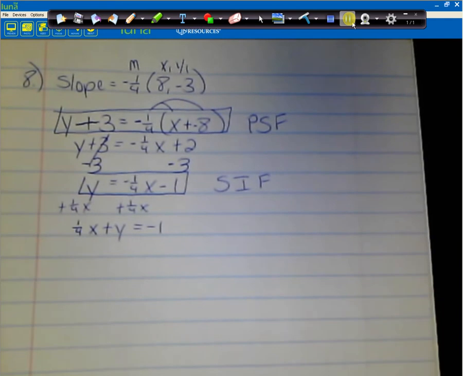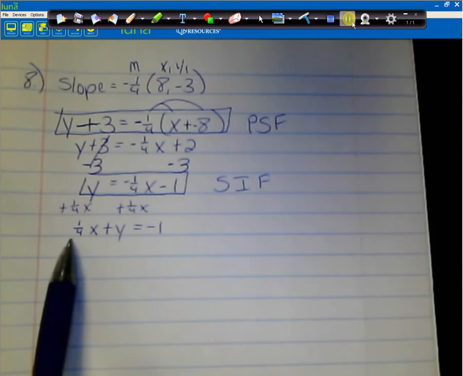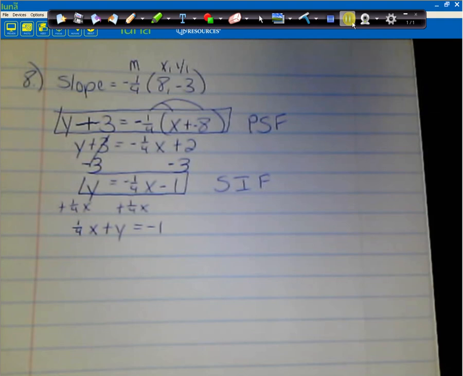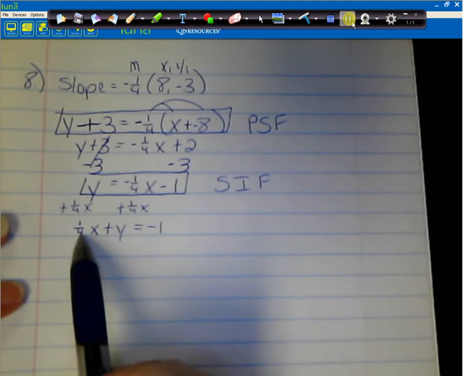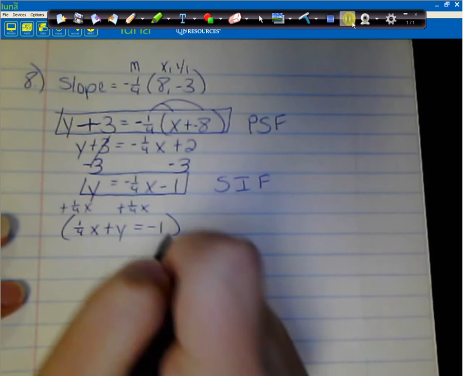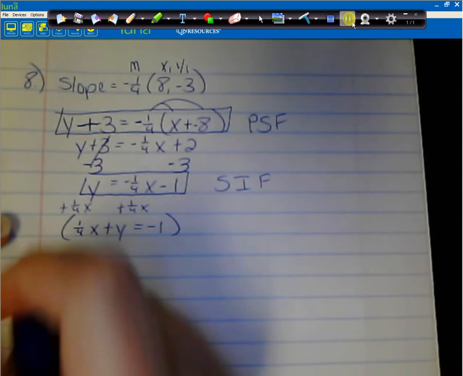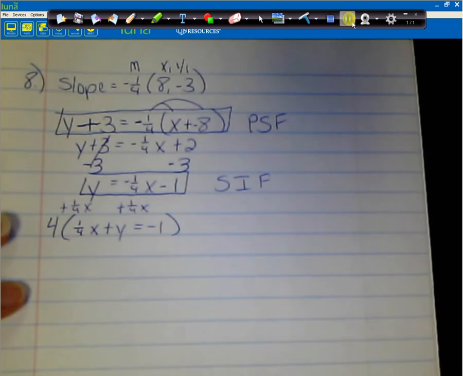Now again, this looks like standard, but again, the two things we have to check for standard are no fractions and the a can't be negative. Now the a is positive, but however I have a fraction, so I need to get rid of that fraction. Anytime I need to get rid of a fraction, I'm going to multiply by the denominator or the bottom of the fraction. So here I'm going to multiply everything in here by 4 because that's the denominator.